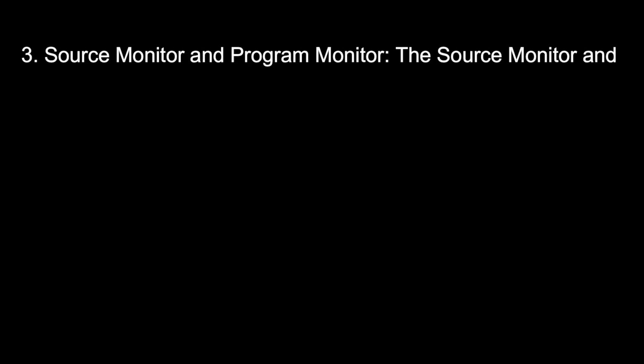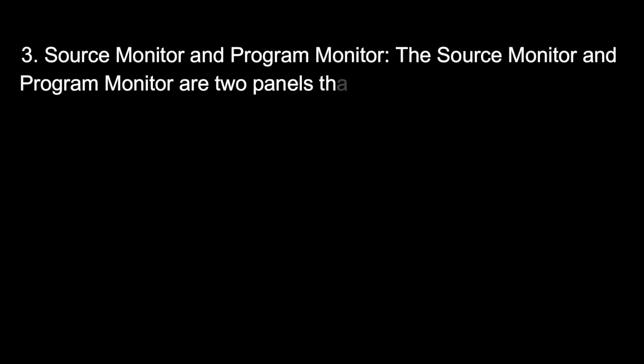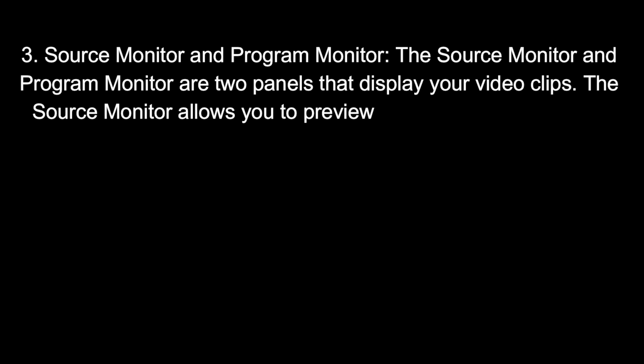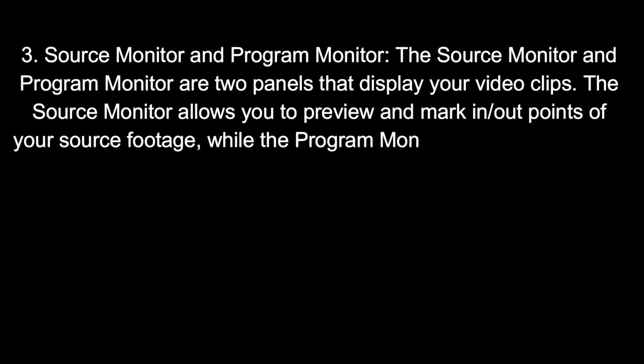3. Source Monitor and Program Monitor. The Source Monitor and Program Monitor are two panels that display your video clips. The Source Monitor allows you to preview and mark in and out points of your source footage, while the Program Monitor displays the edited sequence that you're working on.